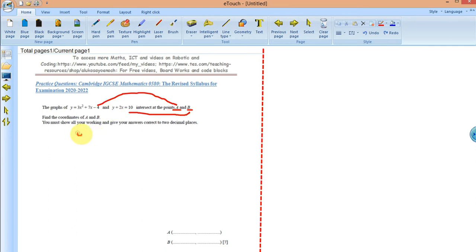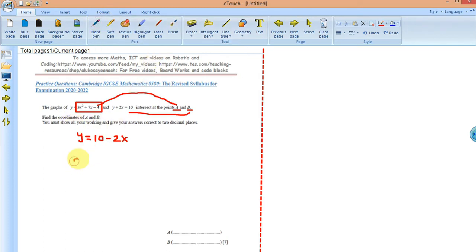So here I have y equals 10 minus 2x, and we also already have y equals 3x squared plus 7x minus 4. The equations of the two lines should be equal, and that's where we have the points of intersection for A and B. So I should equate 3x squared plus 7x minus 4 equals 10 minus 2x, meaning this y equals this y here.